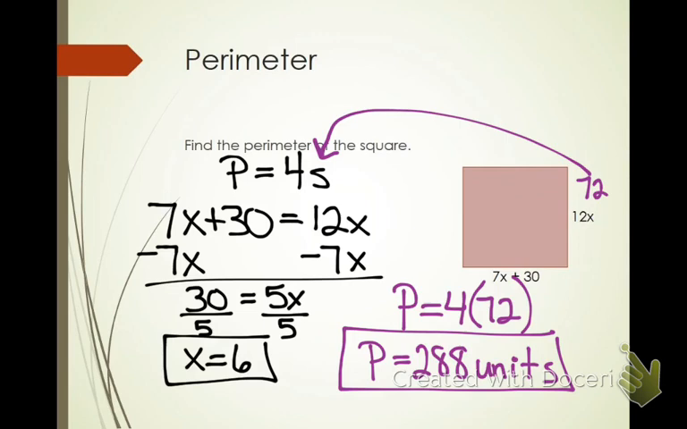Not too bad? If you understand that, that's everything you need to know for section, what are we in, 3.3? Okay, that's it.